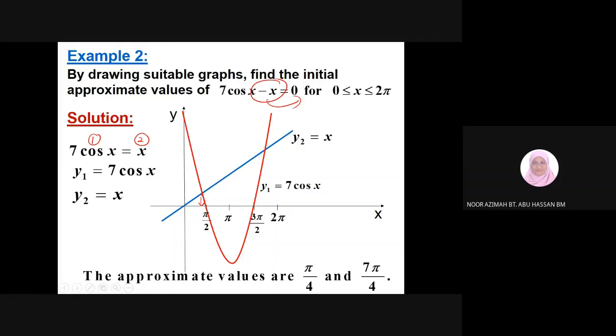The approximation value. Oh, there are two intersection points. Yes, another one more here. So how do we end up having this? Definitely by using calculators. When you equate both functions and solve for 7 cos x equals to x, you will end up having this. Okay, moving on to the next example.